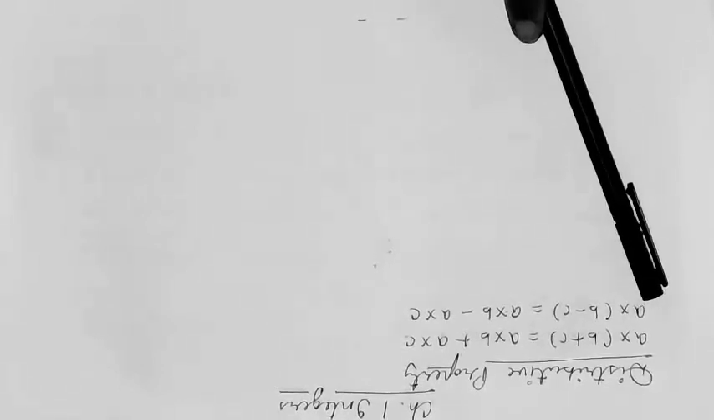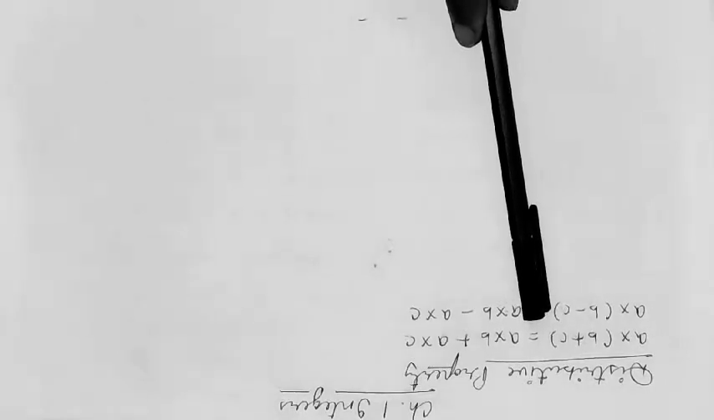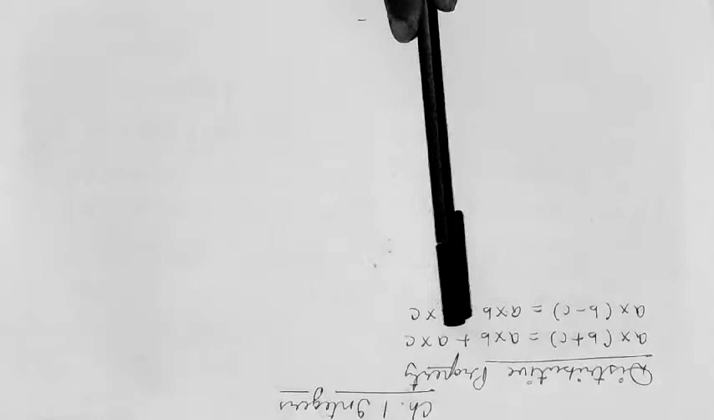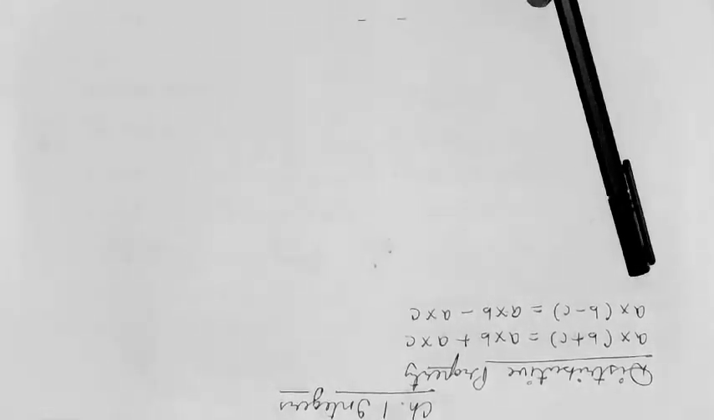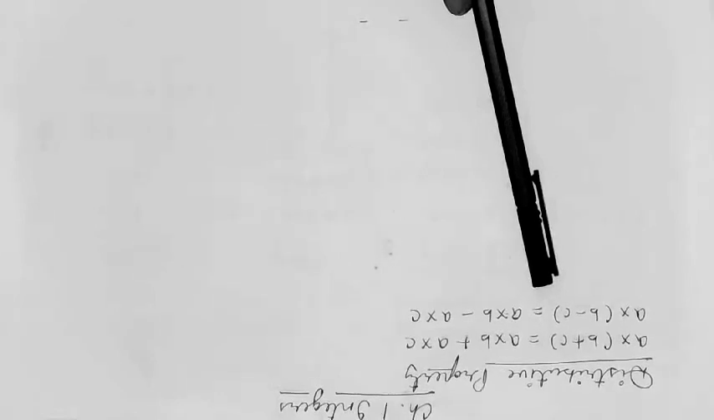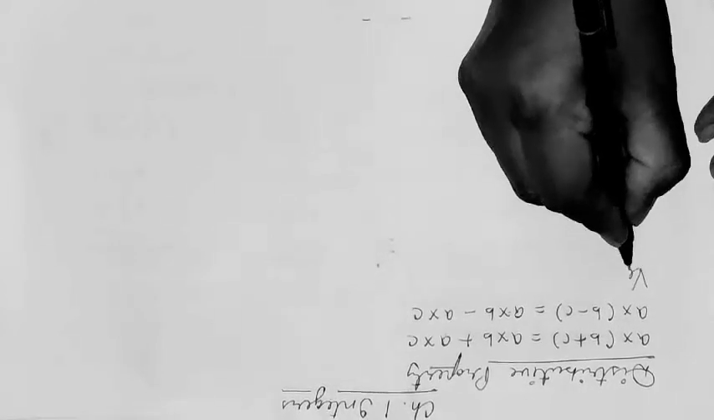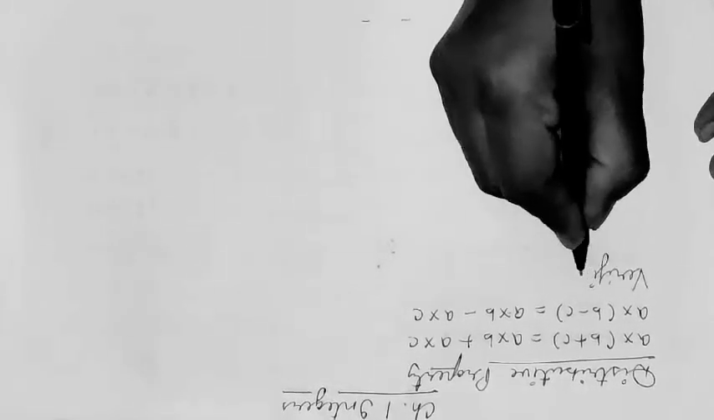Last time I told you about the distributive property. Let us start from there only. I told you that a into (b plus c) can be elaborated as a into b plus a into c. And the second one, a into (b minus c), can be written as a into b minus a into c. Today we will see the verification of this property with some questions.